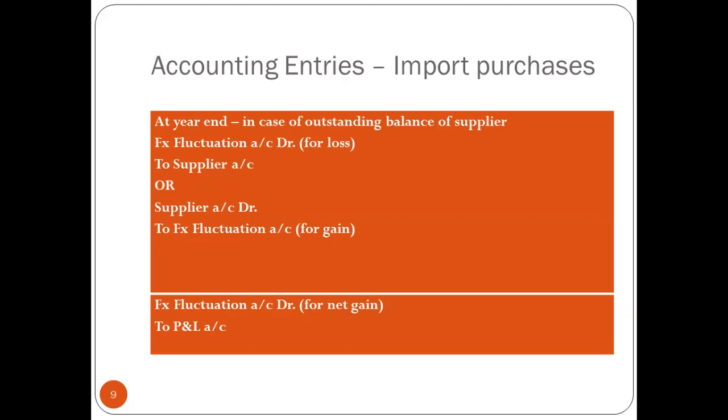At the end of the year, whatever is the final gain or loss, that should be transferred to profit and loss account. So if you are transferring gain, the entry will be foreign exchange fluctuation account debit to profit and loss account. These were the entries for import purchases.